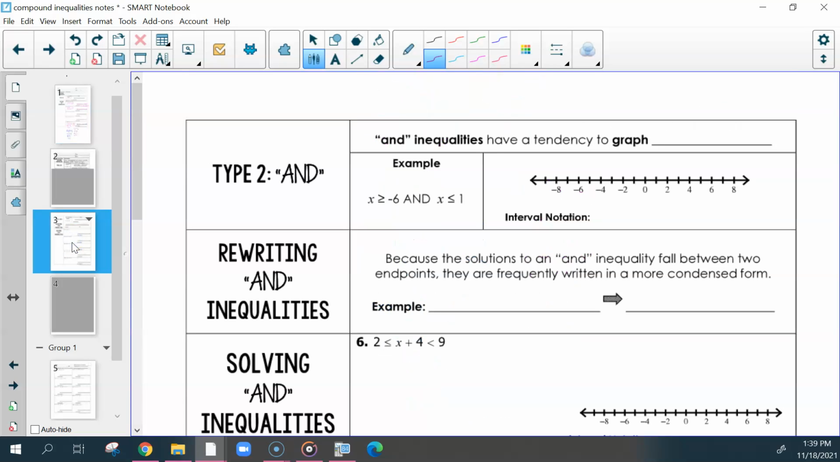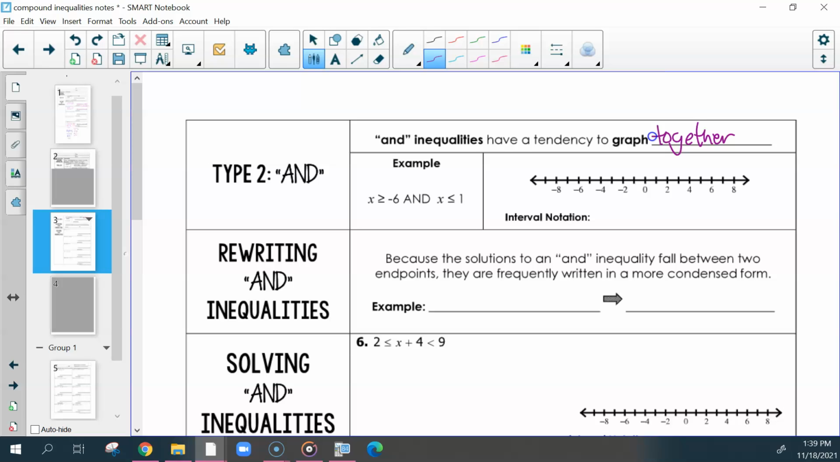Okay. So those were all or inequalities. Now we're going to talk about and inequalities. And inequalities have a tendency to graph together. So or graphs apart and graphs together. So an example of this is given here.